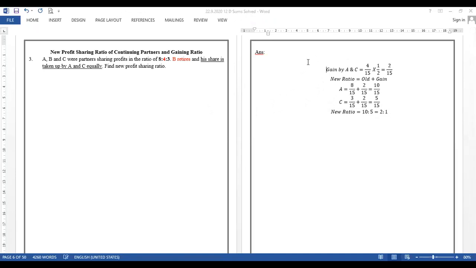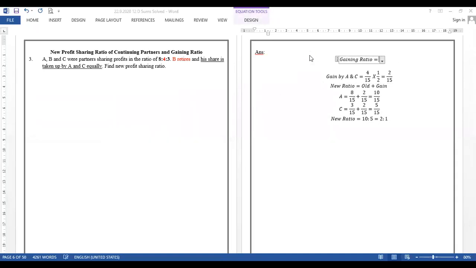That's all. You need to understand that the gaining ratio was given to us, that is 1:1. What we are trying to do is find out the gain, and then new is old plus gain. That's all.